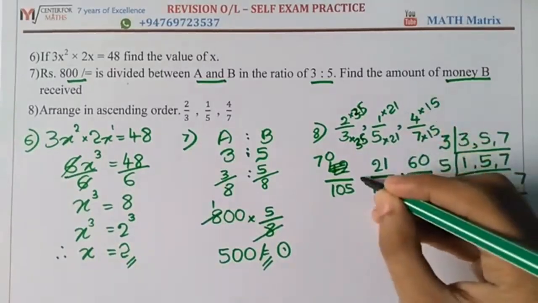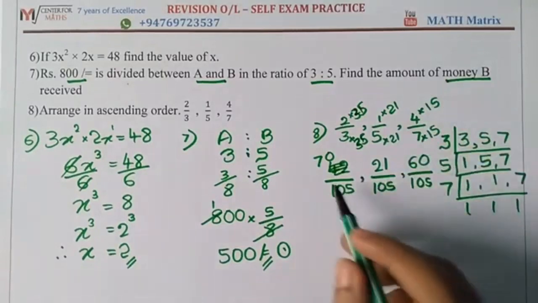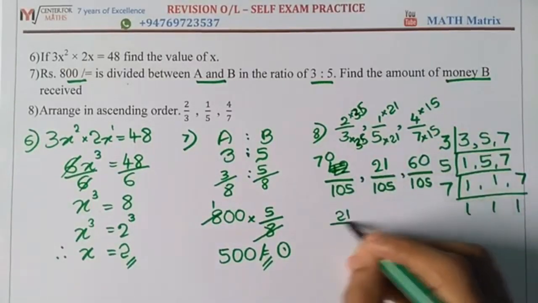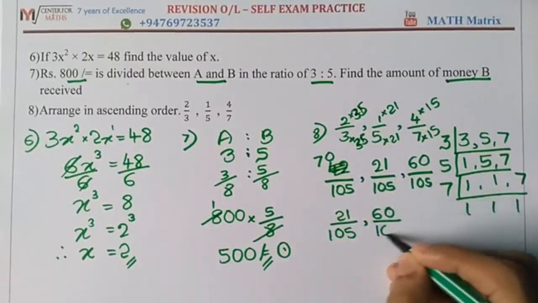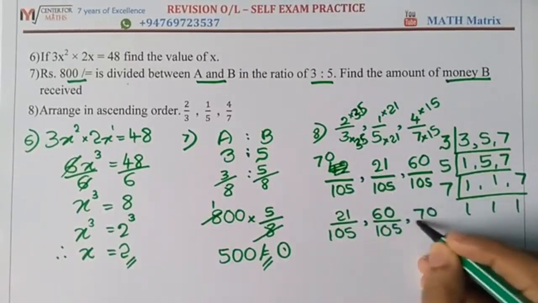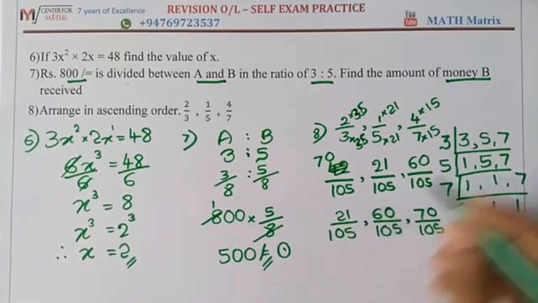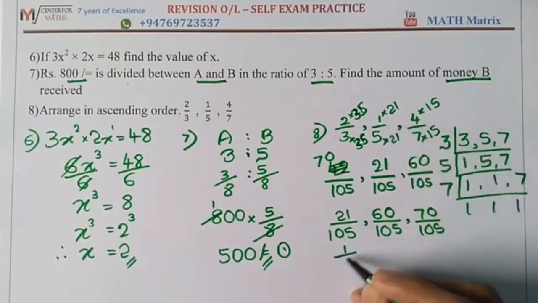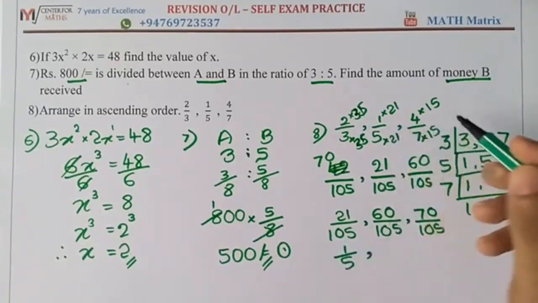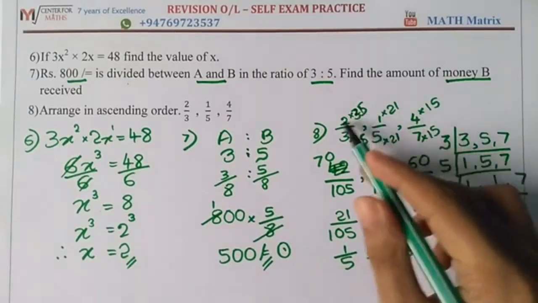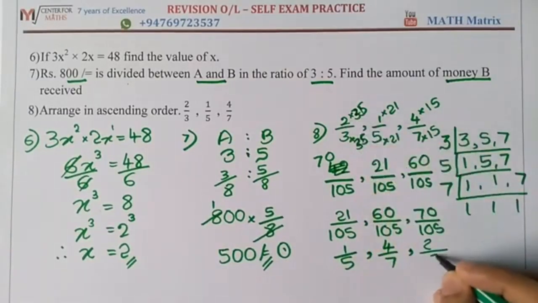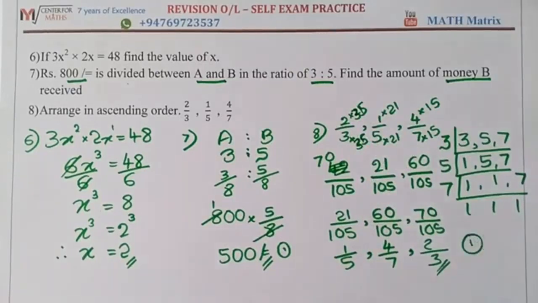Okay, right. So now we can arrange them in ascending order. The lowest one is 21, and the next one is 60/105, and the last one is 70/105. So that means 21 represents 1/5, and the next one, 60, represents 4/7, and the last one, 70, represents 2/3. So that's the answer. 1 mark for that.